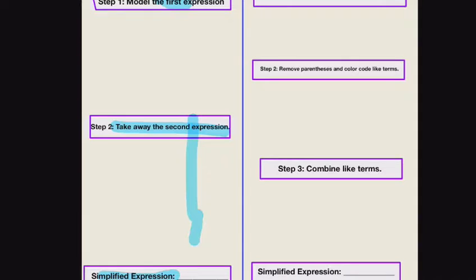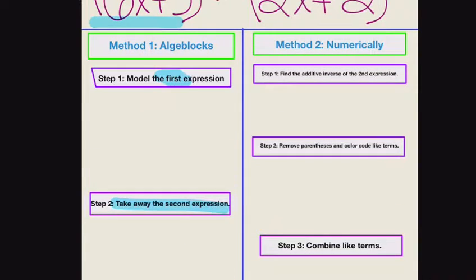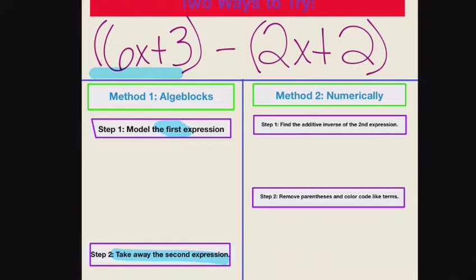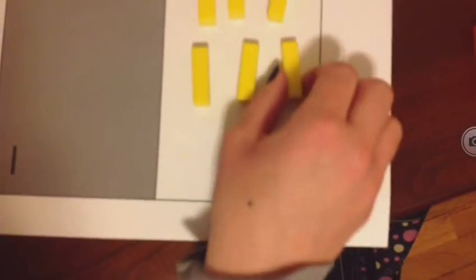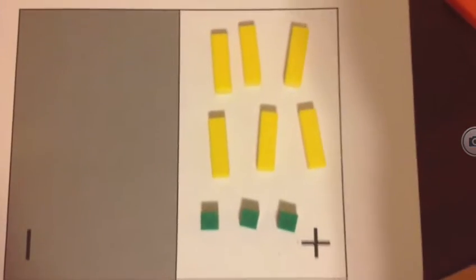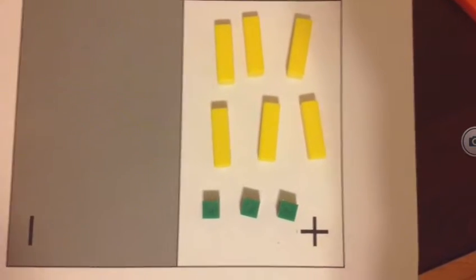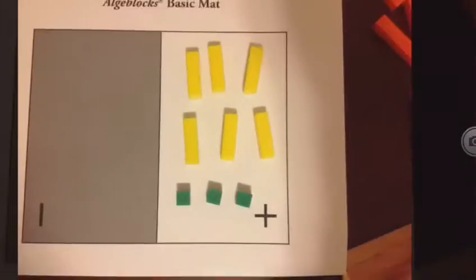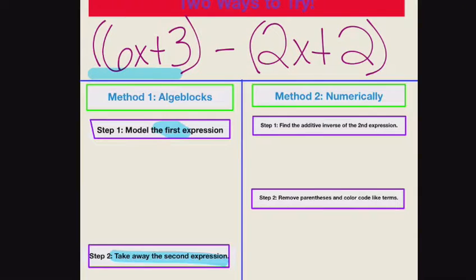All right, so let's start by modeling 6x plus 3 with our algeblocks. I'm going to put 6 blocks out here to represent my positive 6x. And I'm adding 3, so I'm going to put 3 green cubes here. This is our first expression, 6x plus 3. So go ahead and take a picture and drop that into GoodNotes.